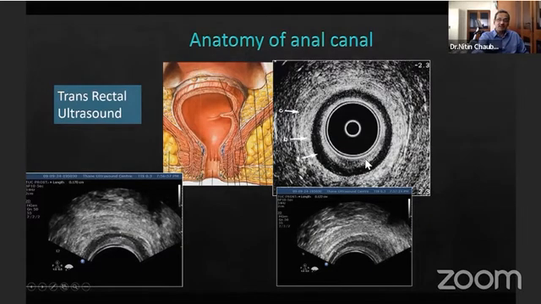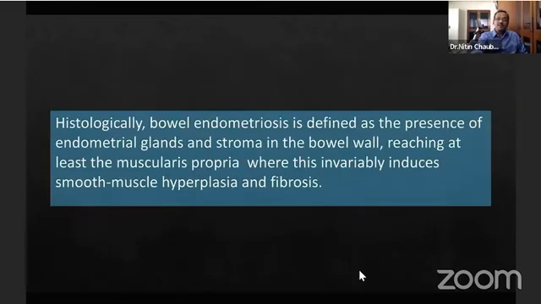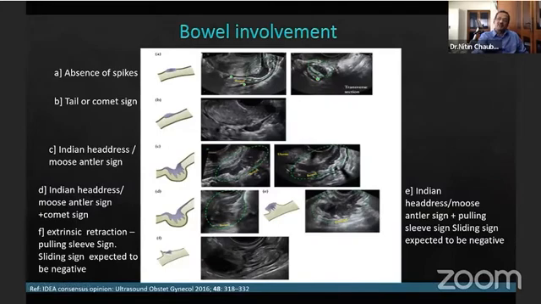With the transrectal probe, the probe is inside the rectum, and these layers of the rectal wall are very clearly demarcated. So once you have diagnosed suspicious endometriosis involving the rectum, and you have roughly found out where it is, then we can use a transrectal probe to find out the extent of the disease and the depth of involvement of the rectum as well. Basically, there are various signs which have been described for bowel involvement, like absence of sliding, tail or comet sign, Indian headdress sign, then the moose antler sign, etc. So we'll just look at some of these signs.